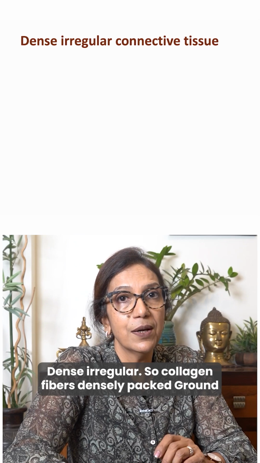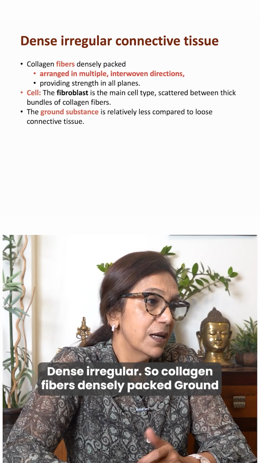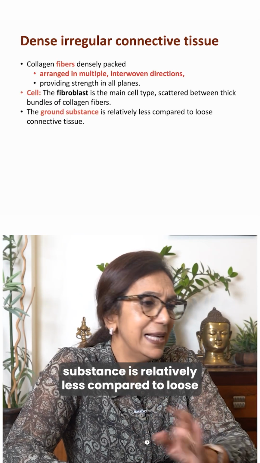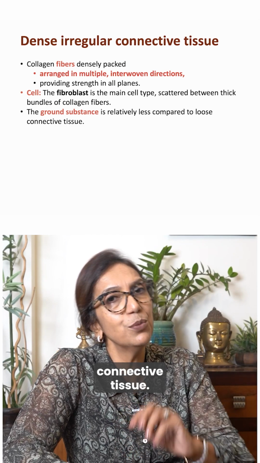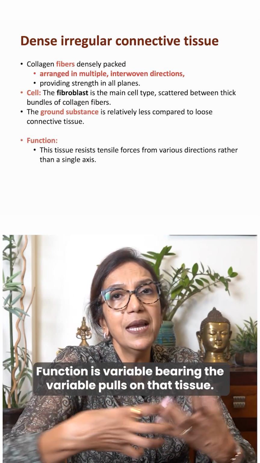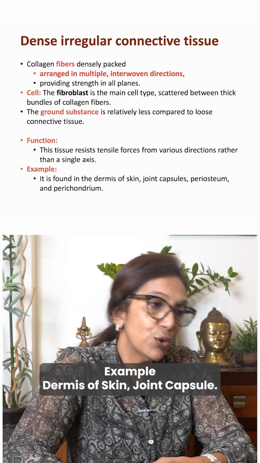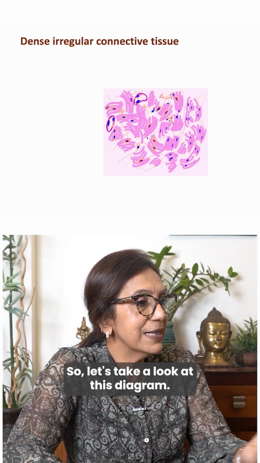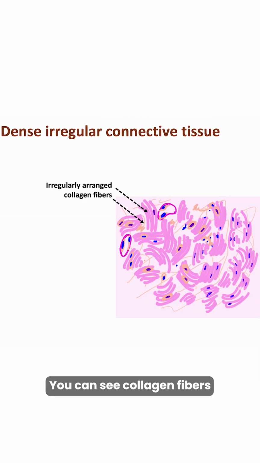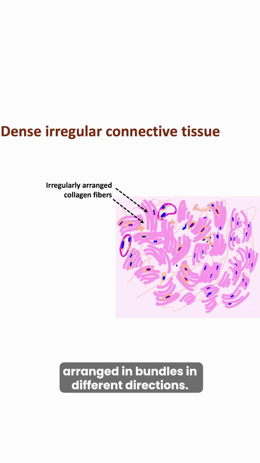Right. Dense irregular. So collagen fibers densely packed. Ground substance is relatively less compared to loose connective tissue. Function is variable, bearing the variable pulls on that tissue. Example, dermis of skin, joint capsule. So let's take a look at this diagram. You can see collagen fibers arranged in bundles in different directions.